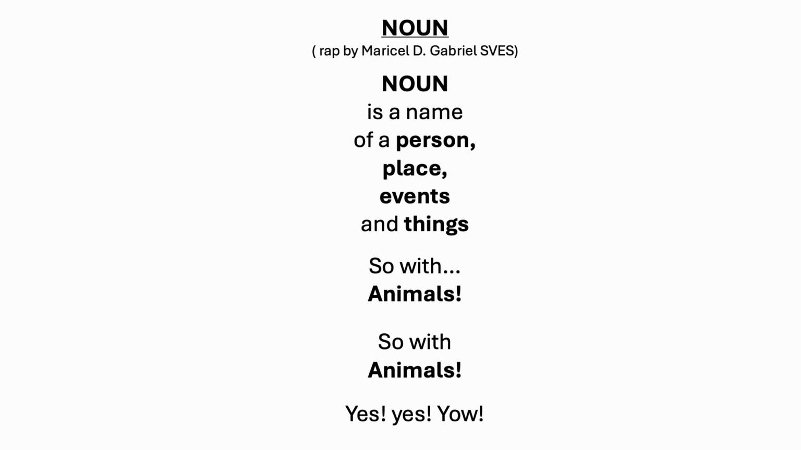Alright kids, I prepared here a rap about nouns. Alright, so the rap goes like this. Noun is a name of a person, place, events, and things. So with animals. Yes, yes, yo. Again, what is a noun? Noun is a name of a person, place, events, and things. So with animals. Yes, yes, yo. Break it down.